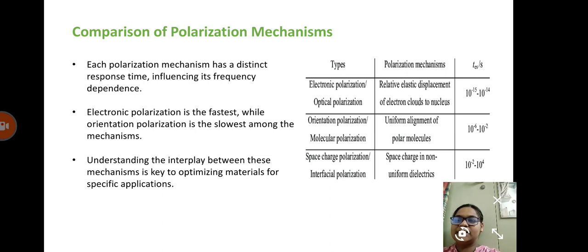Comparison of polarization mechanisms. Each polarization mechanism has a distinct response time, influencing its frequency dependence. Electronic polarization is the fastest, while orientation polarization is the slowest among the mechanisms. Understanding the interplay between these mechanisms is key to optimizing materials for specific applications.